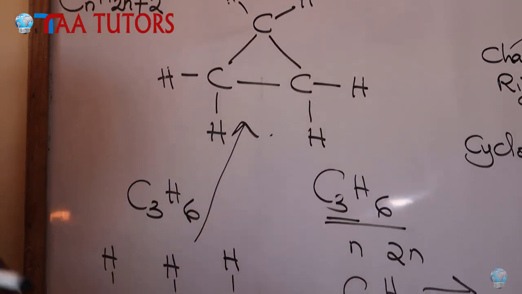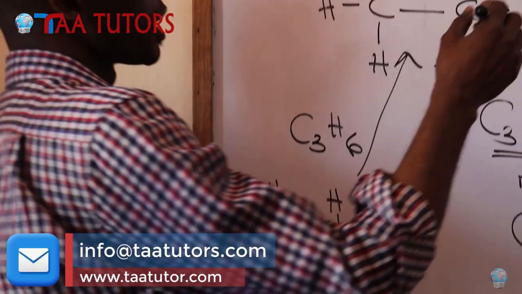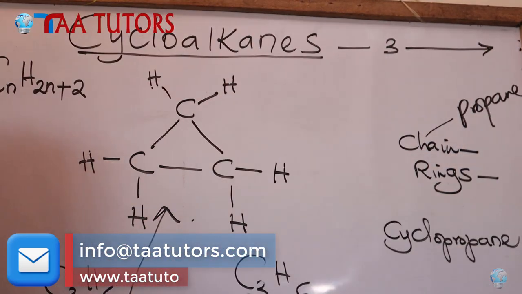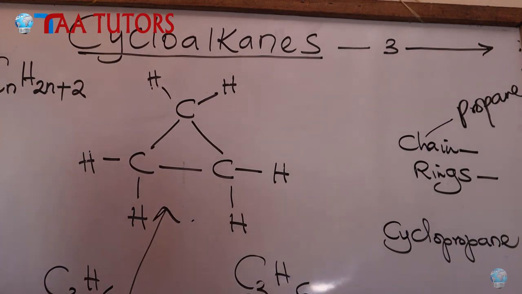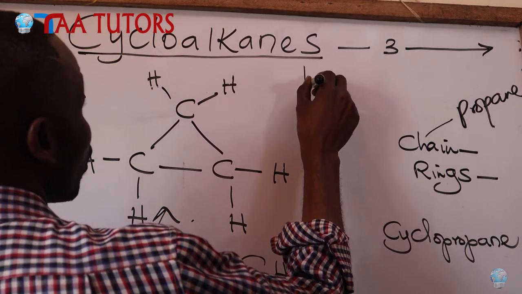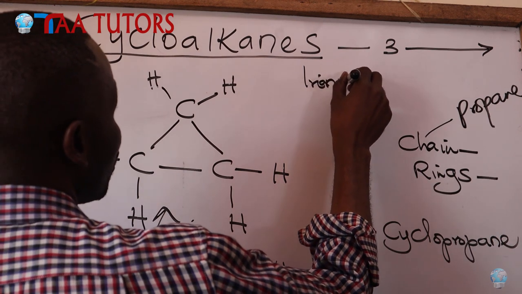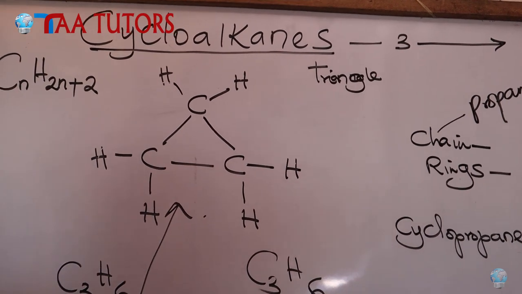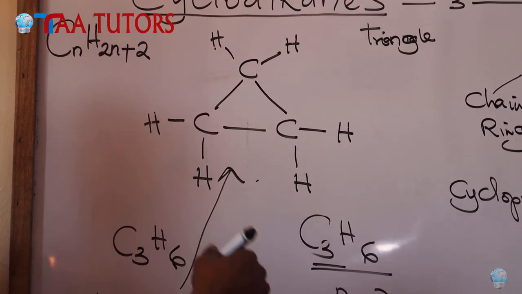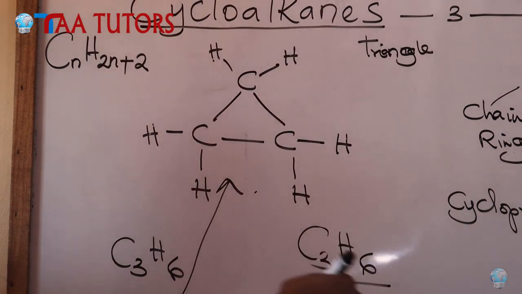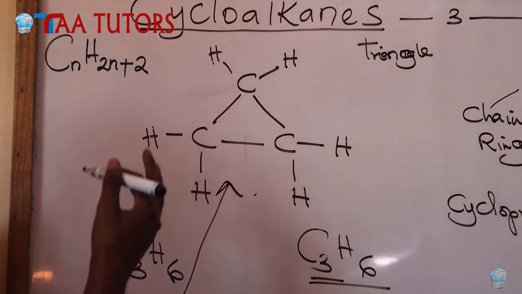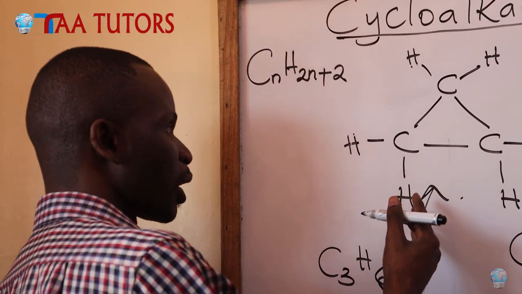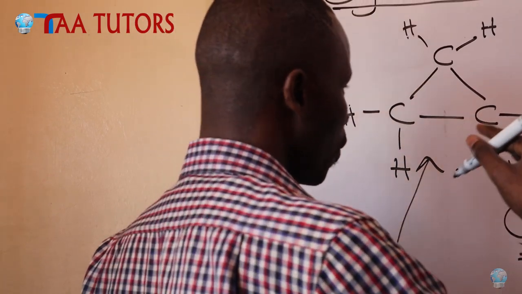For you to form cycloalkanes, it must be from the third carbon atom going forward, like a triangle. In mathematics, the first polygon is a triangle, because something with two sides can't form a polygon. So the first one is the triangle, then quadrilateral, pentagon, hexagon as you move on. We form a triangle, three sides, as we go on. We form cycloalkanes from three carbon atoms as we move forward.